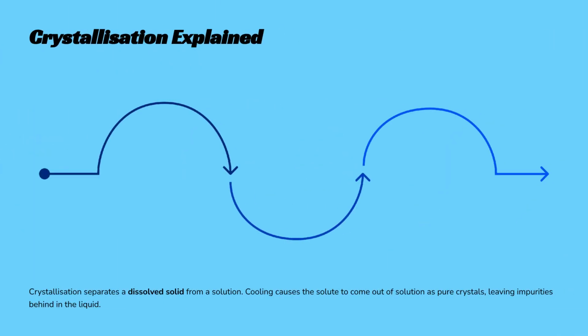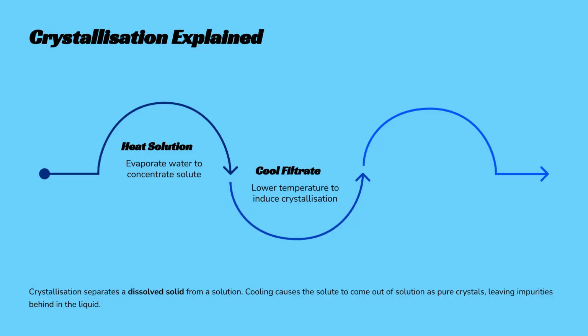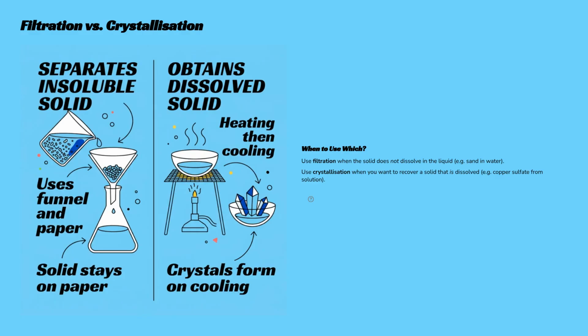Crystallization separates a dissolved solid from a solution. The process involves heating the solution to concentrate the solute, cooling the filtrate to induce crystallization, and finally filtering and drying the pure crystals. Use filtration for an insoluble solid like sand in water.